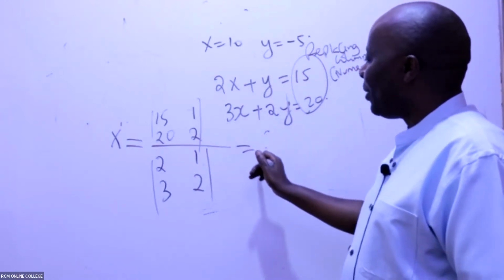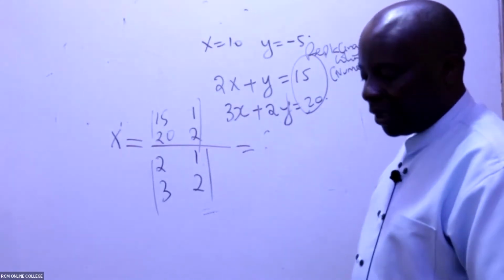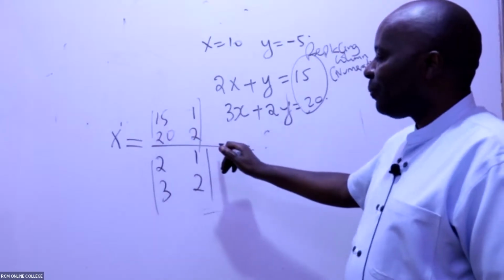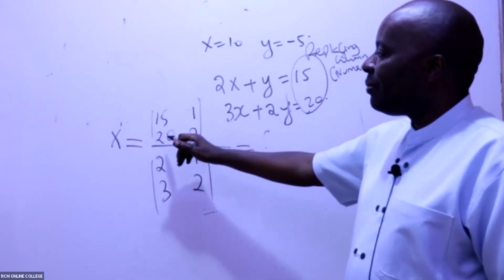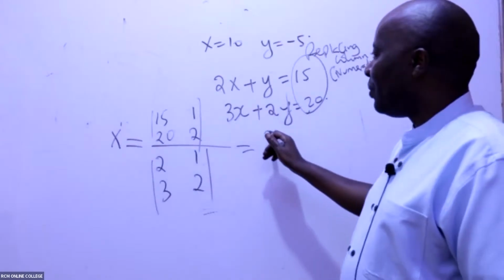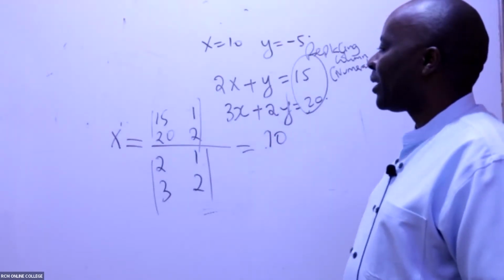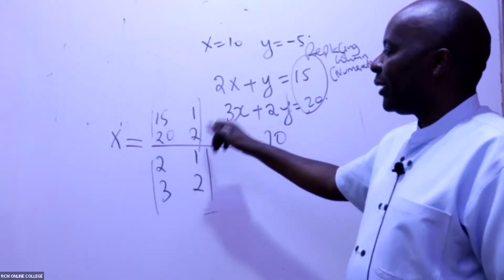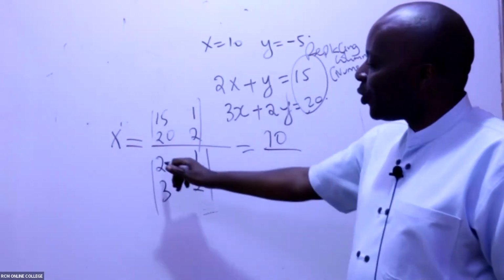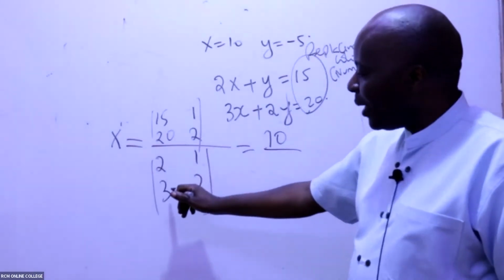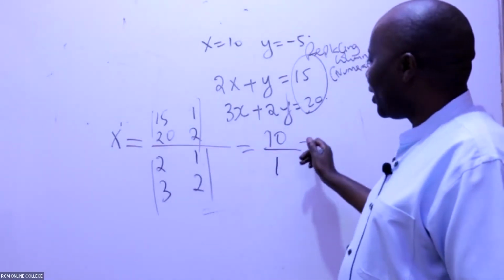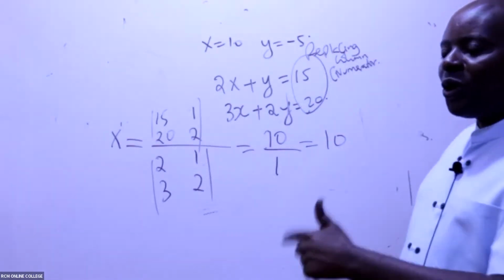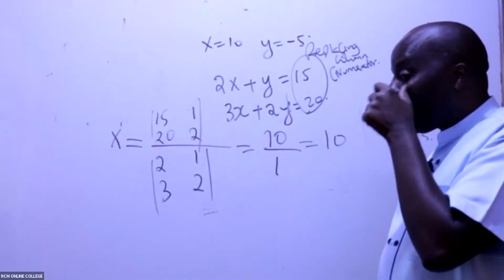Great. Now from there, ladies and gentlemen, you'll be able to give me the determinants. You know, determinant is product of primary diagonal minus product of secondary diagonal. So this one here will be 15 times 2, 30, 30 minus 20. That gives me 10. All over this one here, 2 times 2 is 4, 4 minus 3, 1. So the value of x is 10.